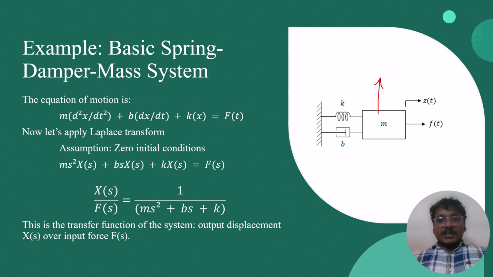So m d square x by dt square, and the damper will be written as b dx by dt, and also the k, that k will not have any differential, it is a normal constant, so it is kx. So f of t, whatever this f of t is, here every term is represented in the time domain. It is always all in the time domain, but we need to convert it.